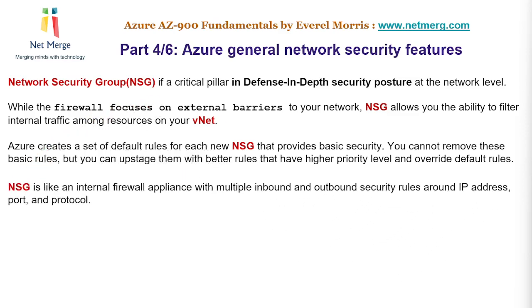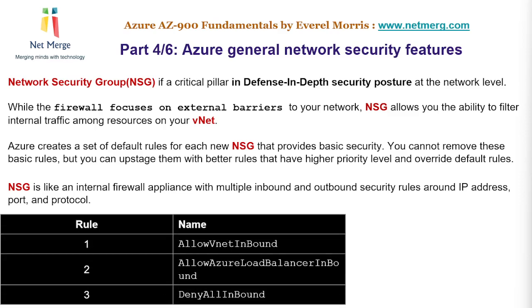Now, NSG is like an internal firewall. I mentioned that. It's your internal firewall appliance with multiple inbound and outbound security rules around IP addresses, ports, and protocols. So you get that three parameter control the same way you would get with a firewall. At this point, you also have control over your IP addresses when you do VNet. So you have a lot more control over NSG than you would with your external firewall. So it's very fluid, very dynamic, and you could use it to block service and control your network resources internally.